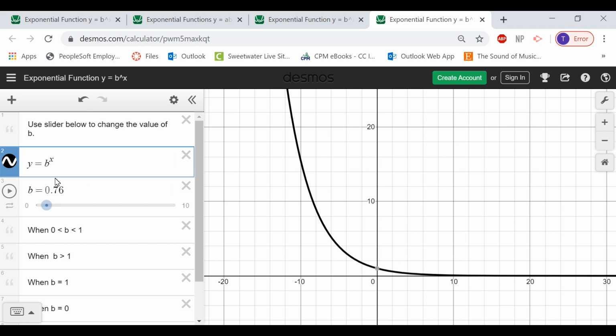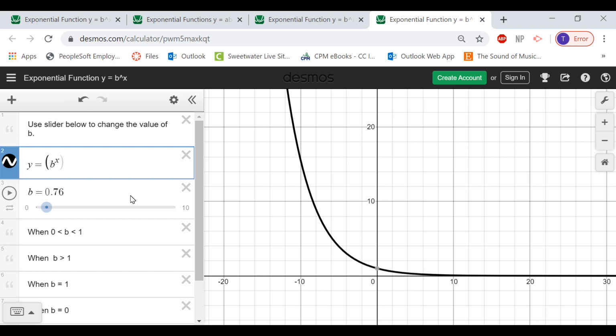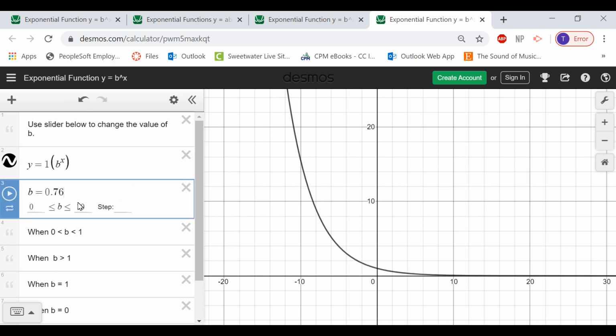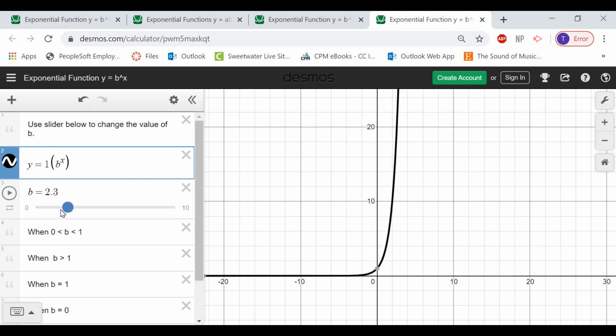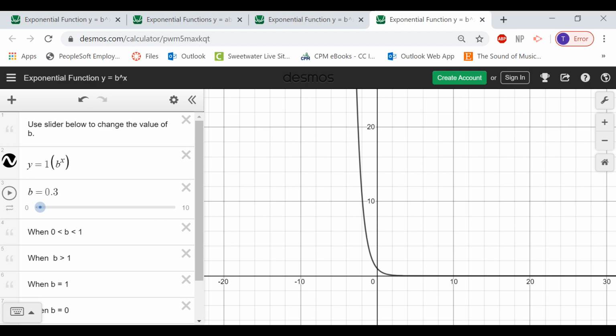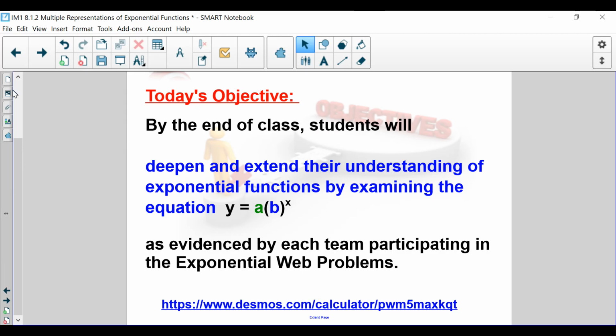So we'll notice that when we see this equation here, if I put in a 1 as the coefficient, does it change anything? Did the graph change? Oh, it did not, because there is an intercept of 1 each time. So what we're going to do today is we're going to analyze the situation of what does an exponential equation look like if the intercept is not equal to 1. So let's go back to our notes here.